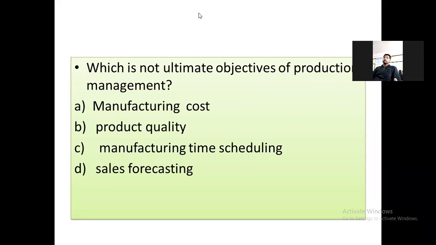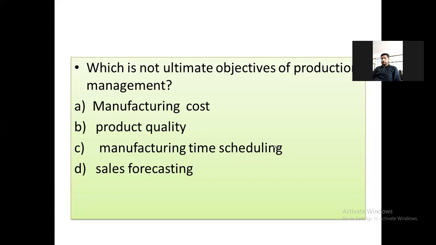The production management definition also includes the objectives of production management. Tell me, what is your answer? Manufacturing cost, product quality, manufacturing time scheduling, and sales forecasting. What would be the answer for this question? Kindly let me know. Anyone? No answer? Yasar is saying D. Madan, are you answering for this question or the previous question? D.